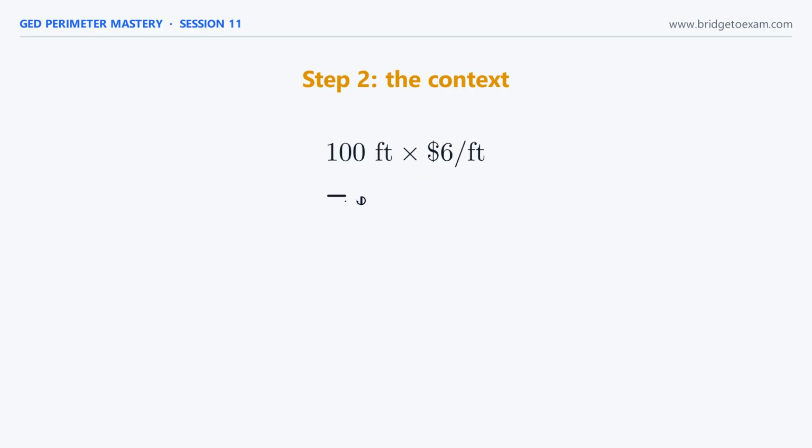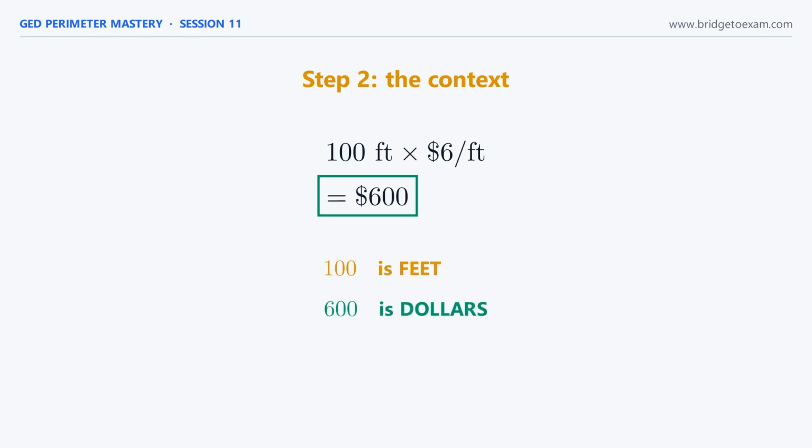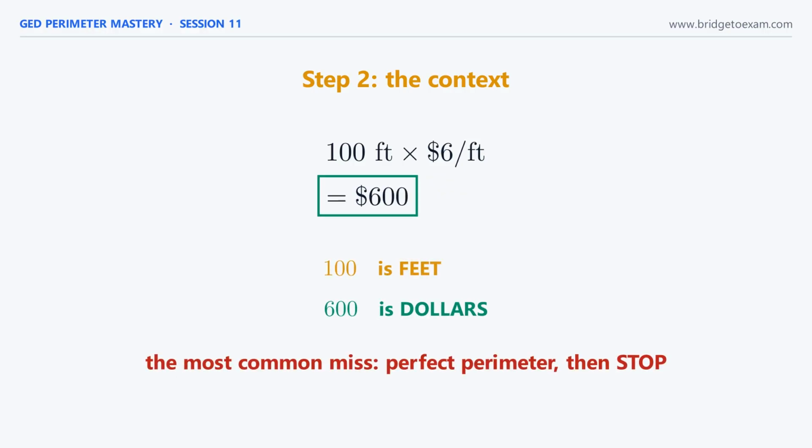Suppose the fencing costs $6 per foot. 100 feet times 6 is $600. And that's the most common way people lose this question. They compute the perimeter perfectly, then stop. 100 is feet, 600 is dollars.